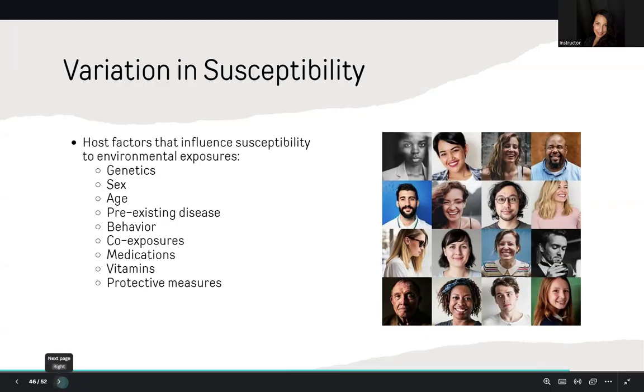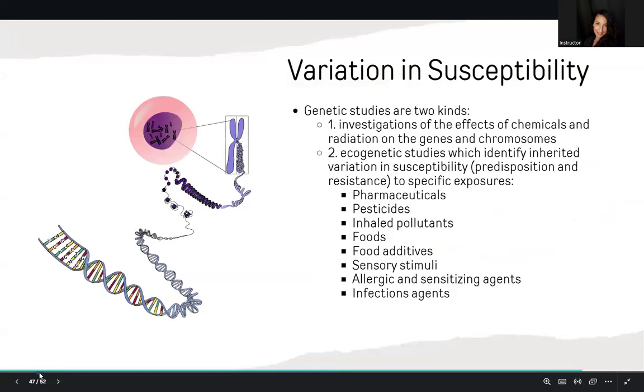Genetic studies are of two kinds. One, investigations into the effects of chemicals and radiation on the genes and chromosomes. And two, ecogenetic studies, which identify inherited variation in susceptibility, or predisposition and resistance to specific exposures, ranging across pharmaceuticals, pesticides, inhaled pollutants, foods, food additives, sensory stimuli, allergic and sensitizing agents, and infectious agents. Inherited variation in susceptibility has been demonstrated for all these kinds of external agents.